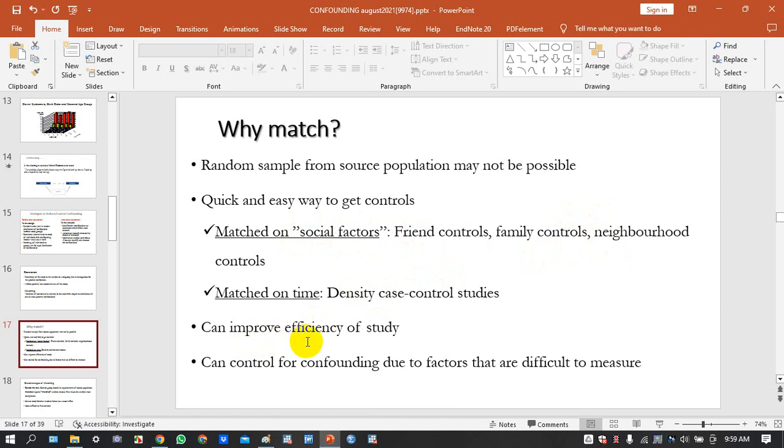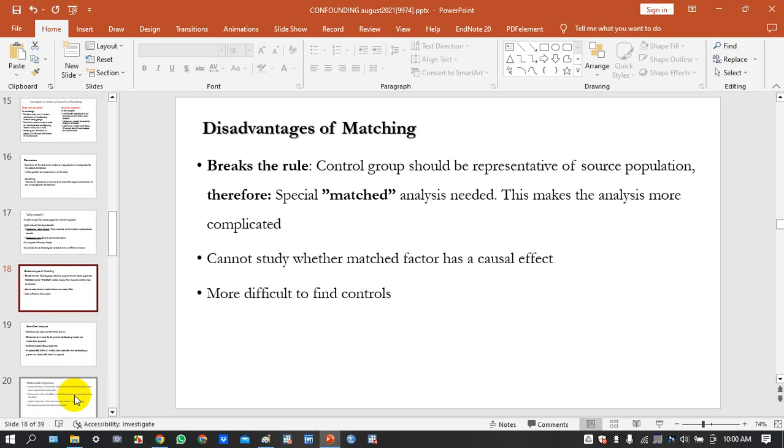We can also improve the efficiency of the study, and matching will improve the efficiency of the study and can control for confounding due to factors that are difficult to measure. So matching can improve the efficiency of the study to help us get correct results. Okay, so disadvantages of matching. Why is it that we should not match? What are the disadvantages of matching?